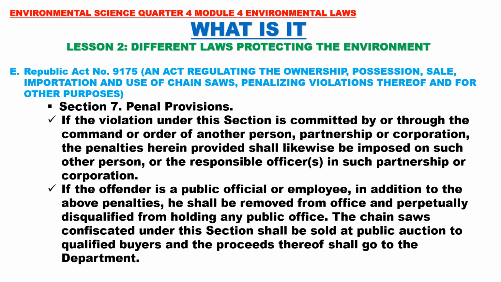Furthermore, if the violation under this section is committed by or through the command or order of another person, partnership, or corporation, the penalties herein provided shall likewise be imposed on such other person or the responsible officers in such partnership or corporation. If the offender is a public official or employee, in addition to the above penalties, he shall be removed from office and perpetually disqualified from holding any public office.